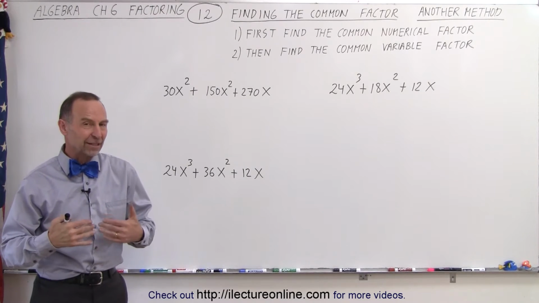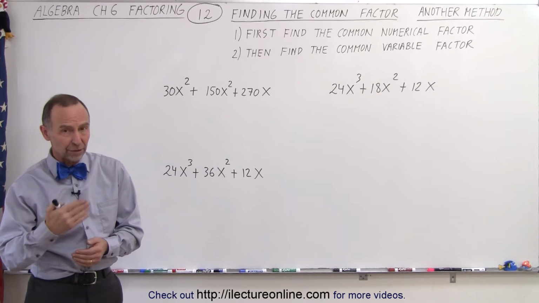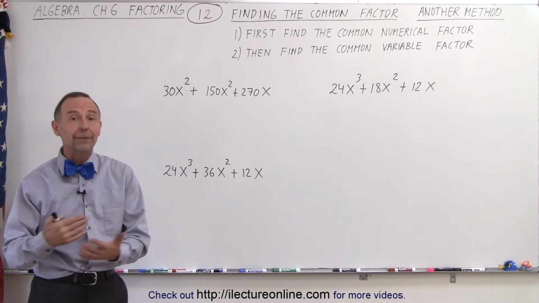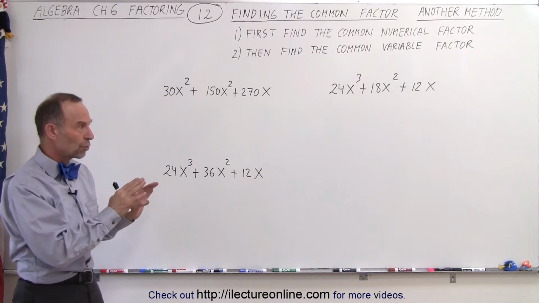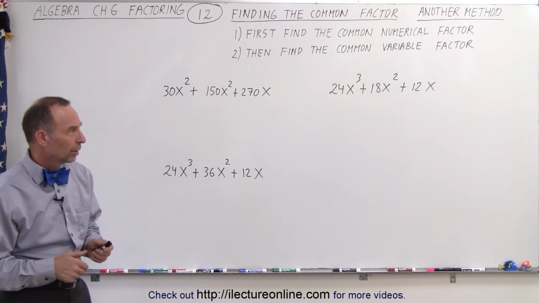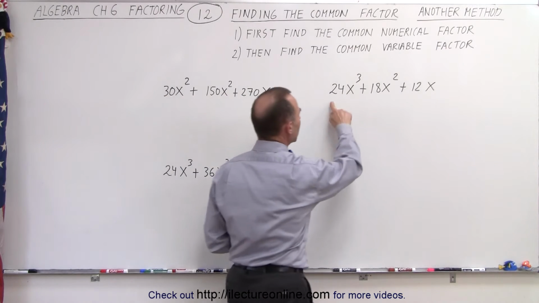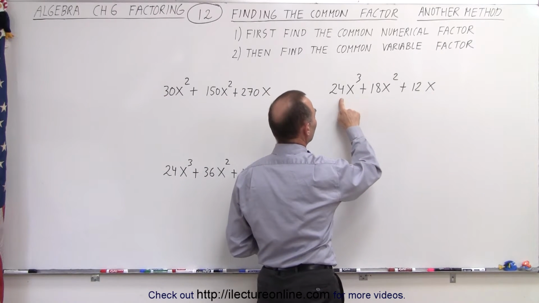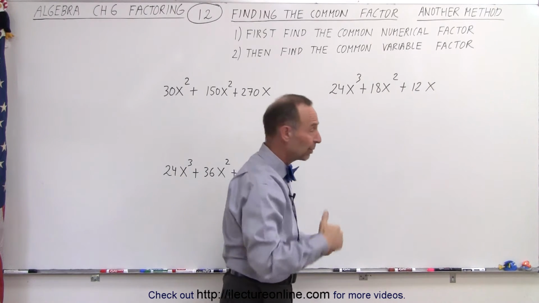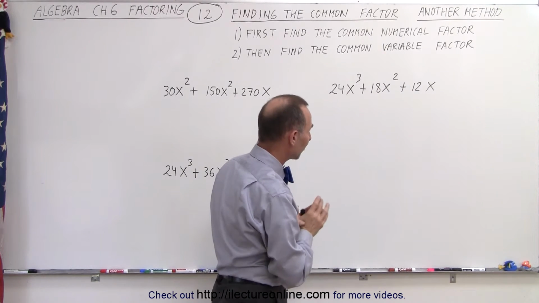Sometimes when we're trying to find the common factors, especially the numerical common factors, it may not be so obvious what that might be. So here we're going to show you a couple of techniques and a couple of things to look for. When we take a look at this one right here, we notice we have 24x cubed plus 18x squared plus 12x. We did this one already in the previous video, but now we're going to look at it differently.